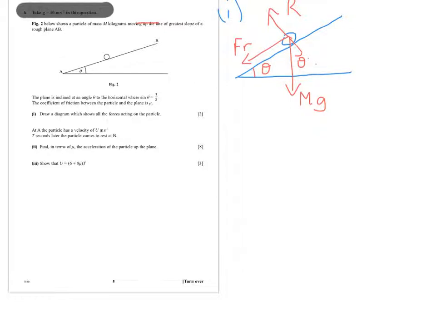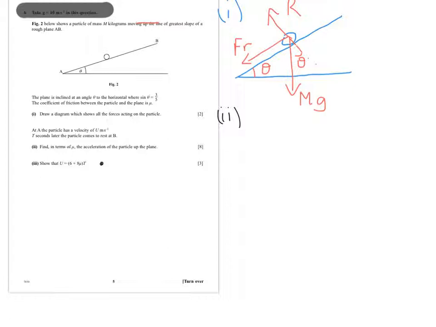So, part 2. We're told at A, at the bottom of the plane, the particle has a velocity of capital U meters per second. T seconds later, the particle comes to rest at B, and we're asked to find, in terms of mu, the acceleration of the particle up the plane. And then in part 3, show that U is 6 plus 8 mu T. So the time and the initial velocities are going to come in to part 3. But the only thing we want to do in part 2 is find the acceleration.